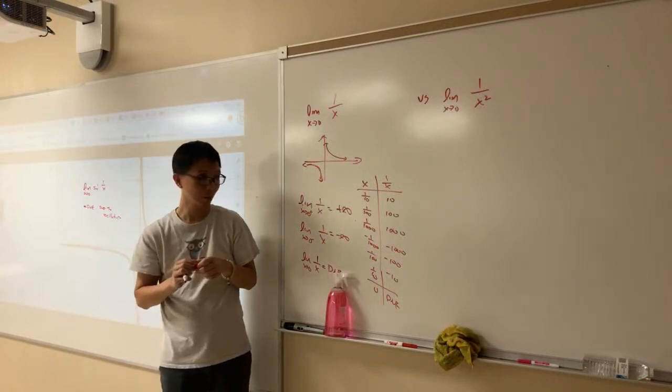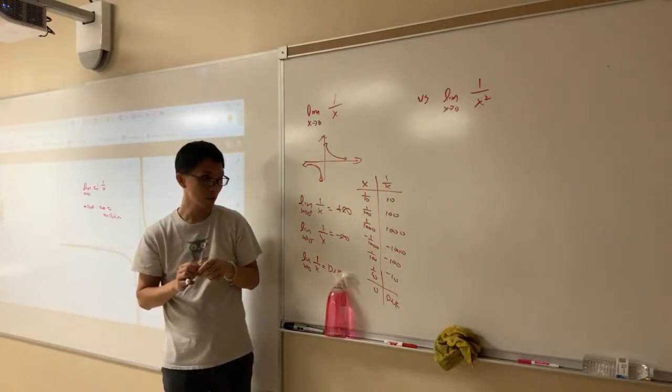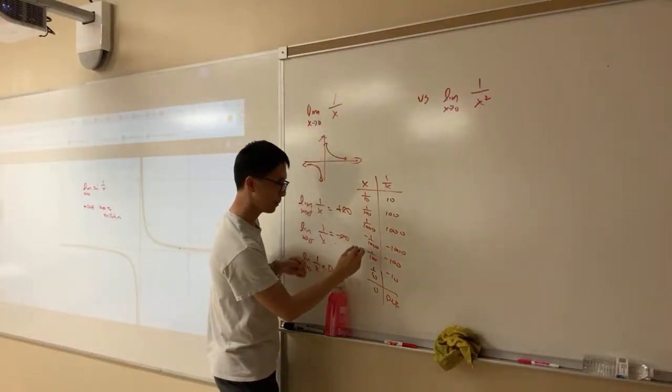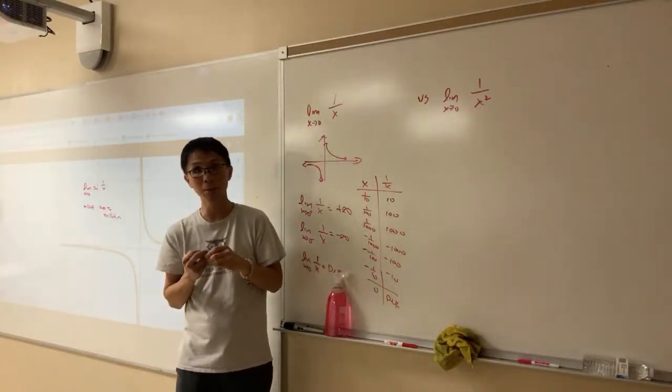Negative 1 over 100 is going to be negative 100. You forgot the sign. Yeah, I forgot a sign. Okay, does it make sense?